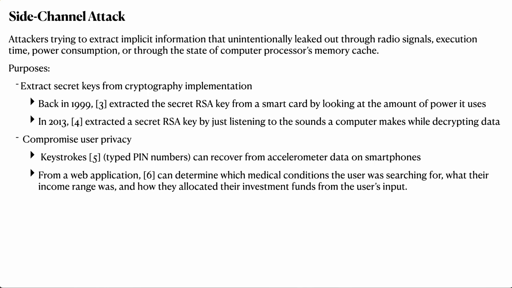And we come to side channel attack. The side channel attack means the attacker tries to extract implicit information that unintentionally leaked out through radio signals, execution time, power consumption, or through the states of the computer processor's memory cache. The purpose of side channel attacks mainly falls into two categories. First is trying to extract secret keys from cryptography implementations.